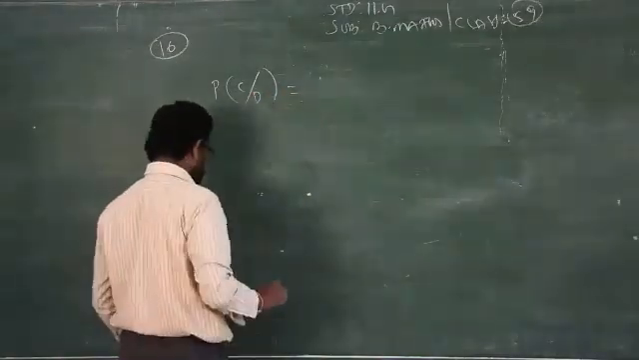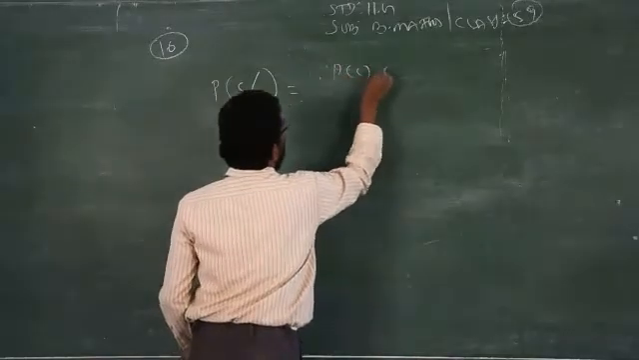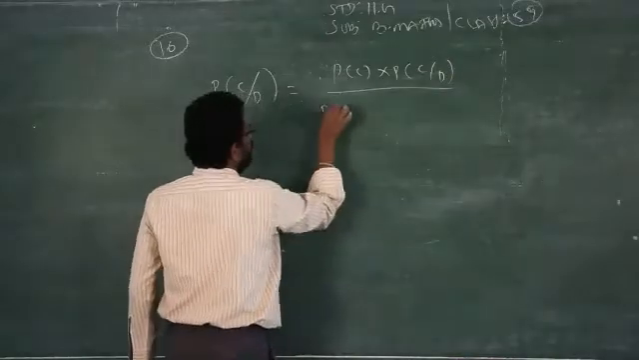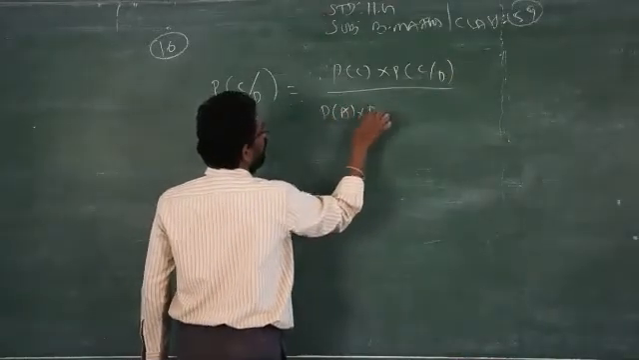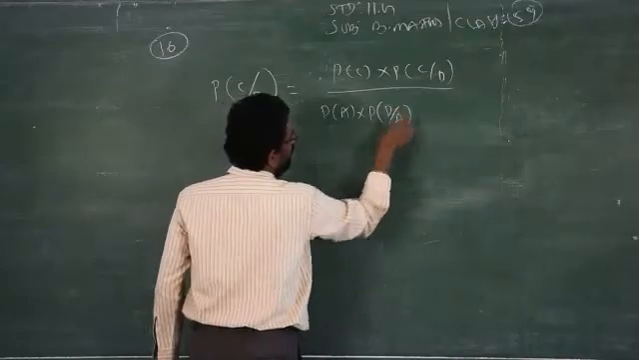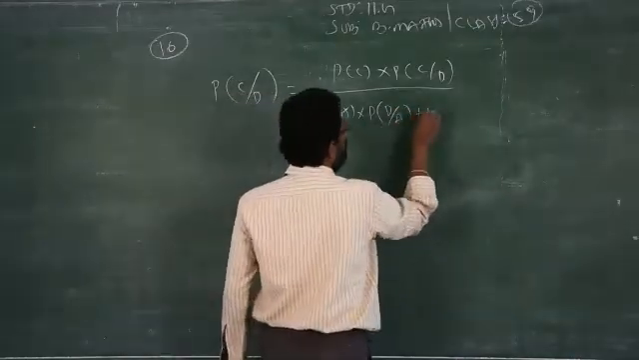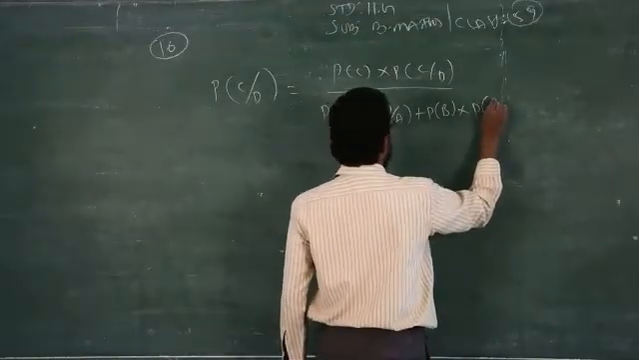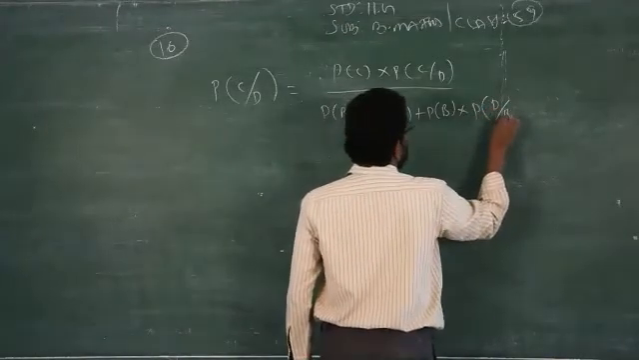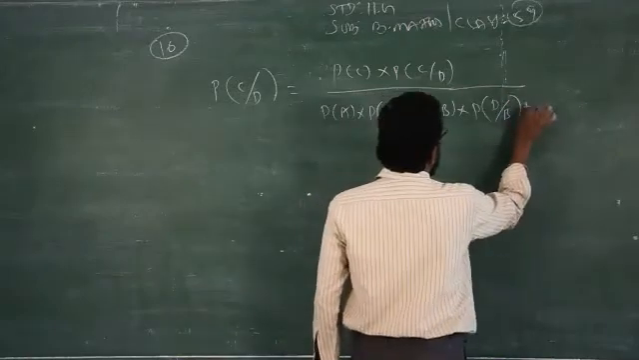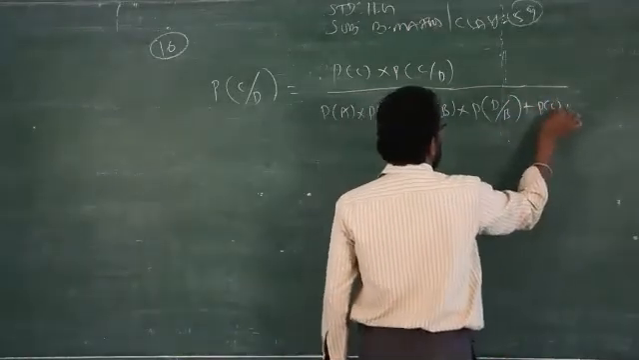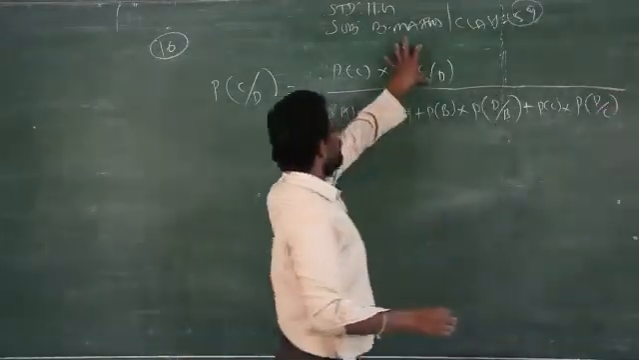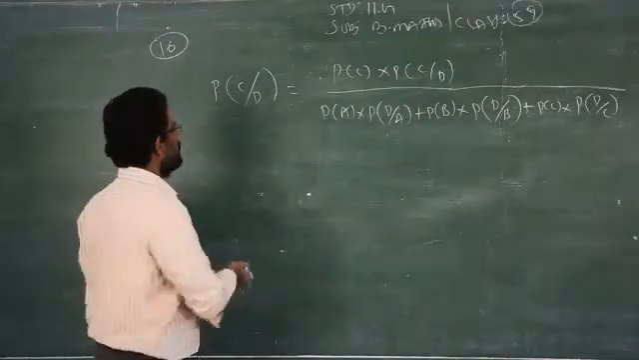So what is that formula? According to the Bayes rule, P of C into P of D by C, divided by P of A into P of defective from the machine A, plus P of B into defective from machine B, then plus P of C into defective from the machine C. Favorable chance by total number of chances. That is the basic concept in probability.